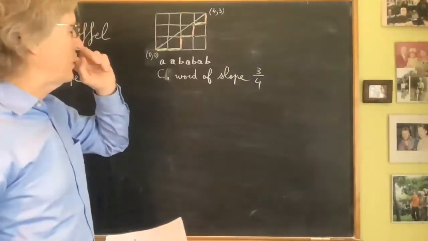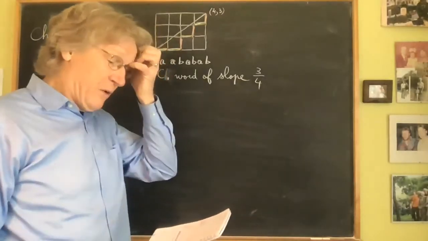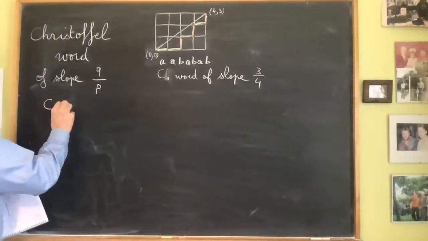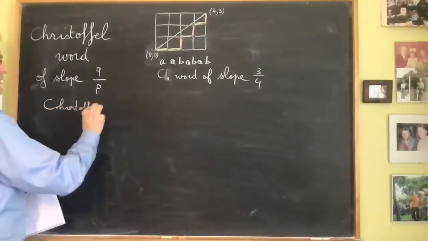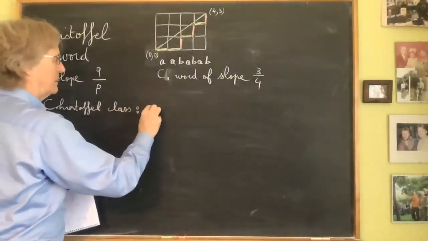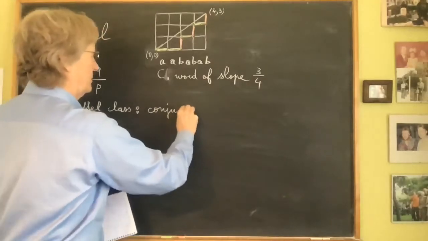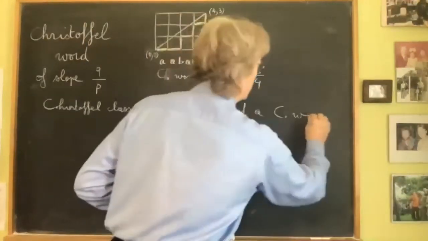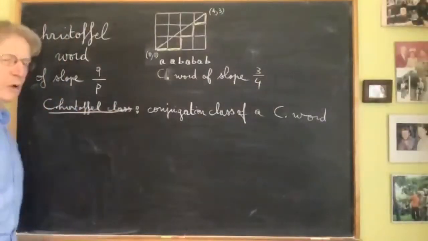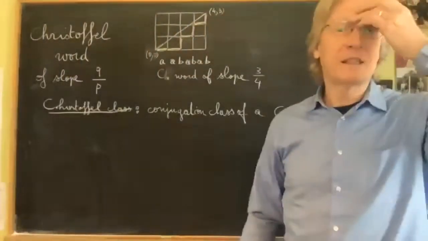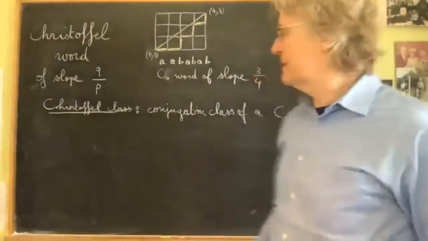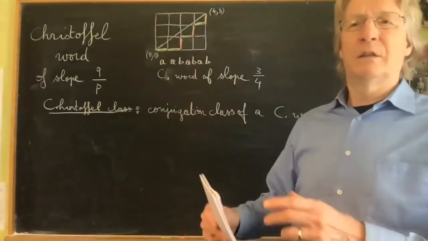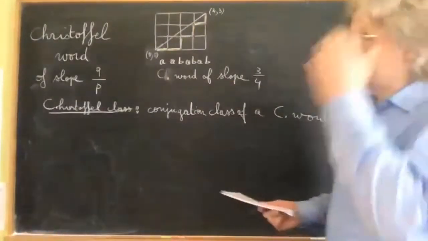So Christoffel words are now defined, and I now need the notion of continuant polynomial. Let me first say what I call a Christoffel class. The Christoffel class is the conjugation class of a Christoffel word. Christoffel words are, in some sense, naturally circular words, so it's natural to consider the conjugation class. Conjugation in the word sense: you take the word, cut it in two, and exchange the two factors.